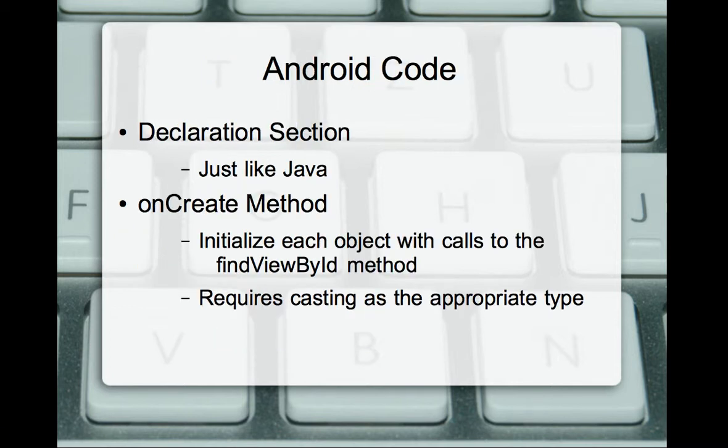In our code, we're going to have a declaration section just like in regular Java. We want to have our private data members declared. And then we'll initialize them in our onCreate method because, in activities in Android, unlike a regular Java project, we're not going to use our constructor.